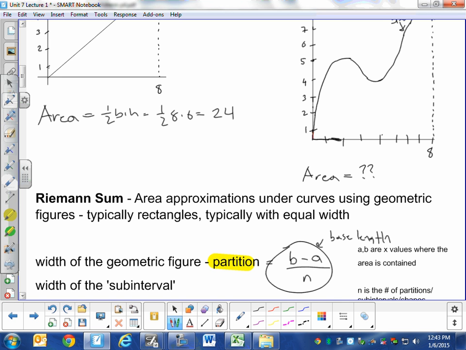And since it's a base length, and we're talking about an x and a y axis, we'll just say it's a change in our x. Okay? So if you want to have 8 geometric figures from 0 to 8, you go 8 minus 0 divided by 8. Each change in x is just 1.